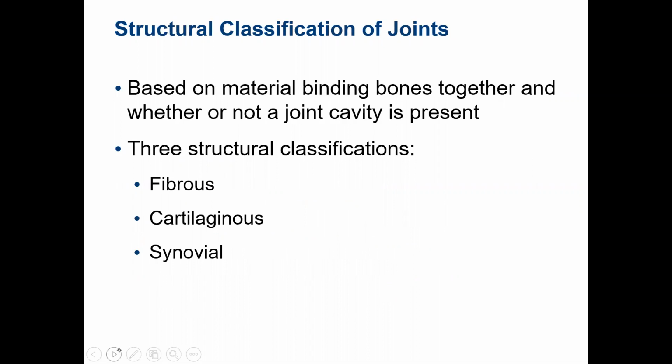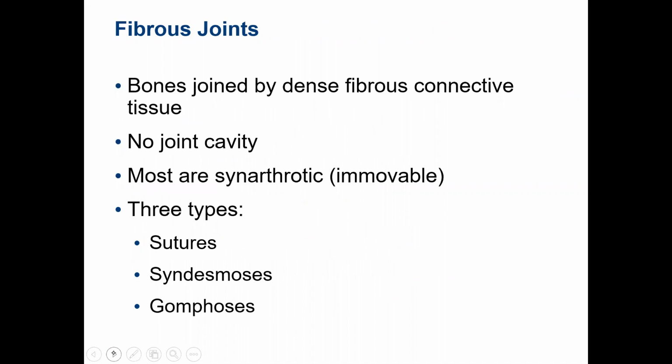Now, structurally, we can also classify the joints, and we can base this on what sort of structural material holds the joints together and whether or not we have something called a joint cavity. Structurally, there are three classifications: fibrous, cartilaginous, and synovial. A fibrous joint: bones are joined together by dense fibrous connective tissue. There's not a cavity there.